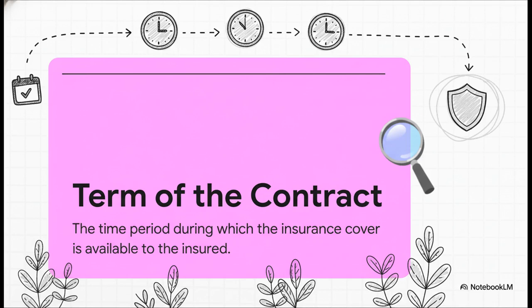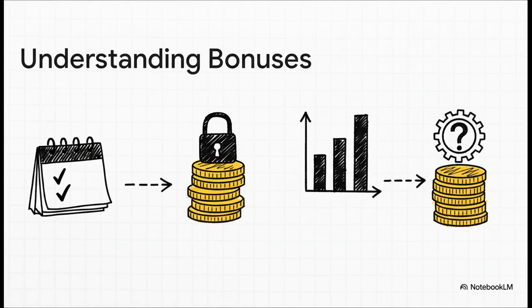Now, for some policies, especially the ones that have a bit of an investment component, you might also hear about bonuses. A guaranteed bonus is something that's often paid out for the first handful of years. After that, you might see a reversionary bonus get added on, and that one is usually tied to how well the insurance company's investments are performing.